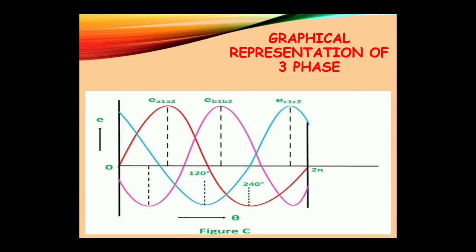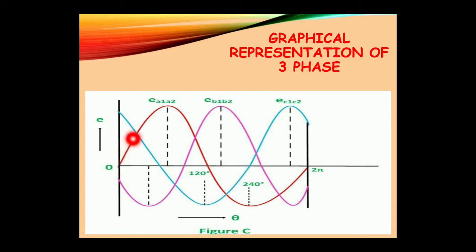Now the graphical representation of three phase. So here you can see the graphical representation. In figure C we can see that is the zero position, or the initial position, that is the time period, and that is the EMF or E. So that is 0, that is minus 120, and that is plus 120.